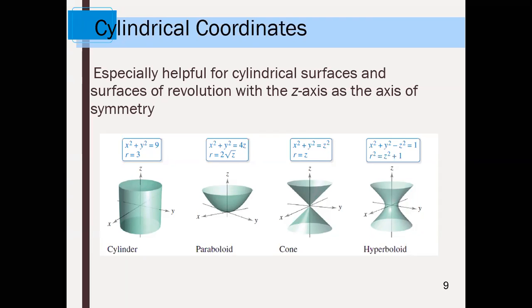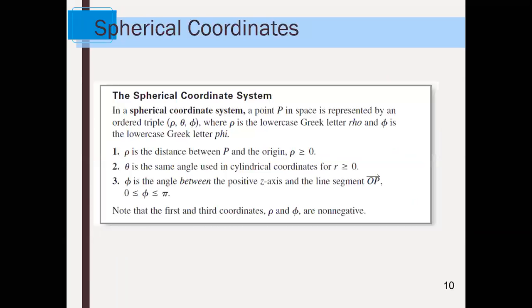So cylindrical coordinates are already making life easier. In each one of these cases, you reduce the number of variables by 1. The number of variables is decreasing by 1 every time. Okay. Let's talk about spherical coordinates.